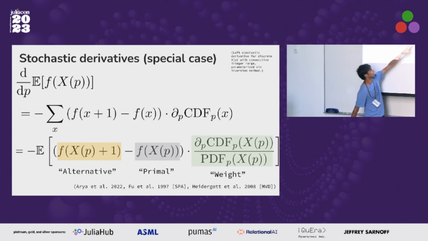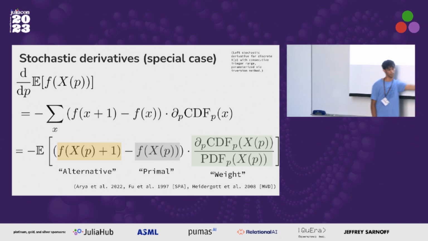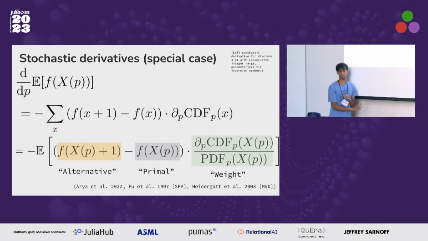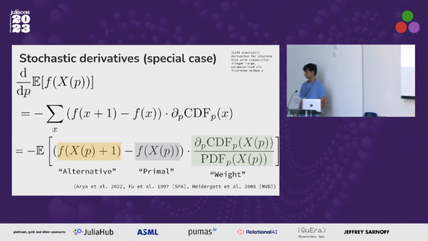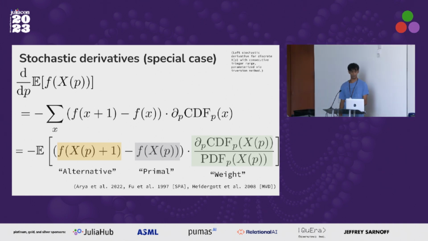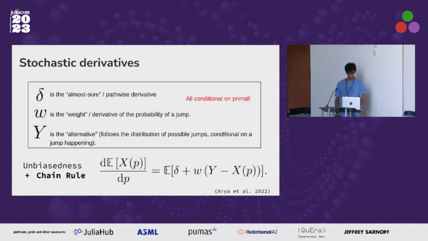It looks like an alternative program evaluation subtracted from the original program evaluation, this whole thing multiplied by a weight. Hopefully this checks with the Bernoulli picture we had before. Does that make sense? Okay, I'll skip this, but we have a mathematical object encoding this.